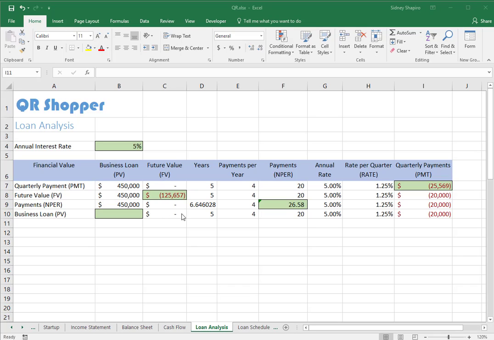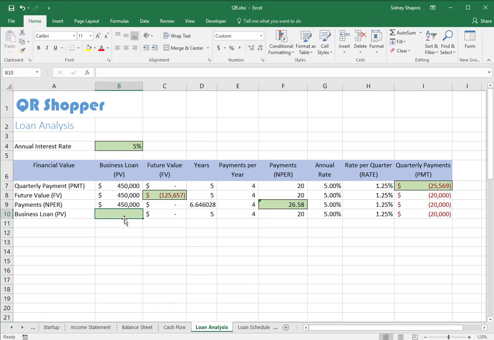So we have future value is going to be 0. That means at the end of the loan period, we're going to end up with nothing owing. We want to pay it back over 5 years, 4 payments per year. That's going to be 20 payments. We're going to borrow it at 5% annual interest rate, or 1.25% quarterly, and we want to pay back $20,000 per quarter. So the question is, how big is the loan?